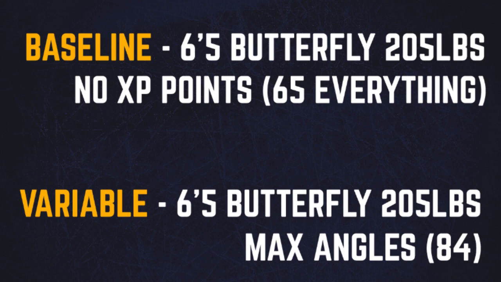Before we get started, I just want to say that both goalies are the same height and they're butterfly goalies. One goalie is a baseline goalie. He has 65 attributes, and that's it. No points added to anything. And the other goalie has 65 everything except angles, which are maxed.